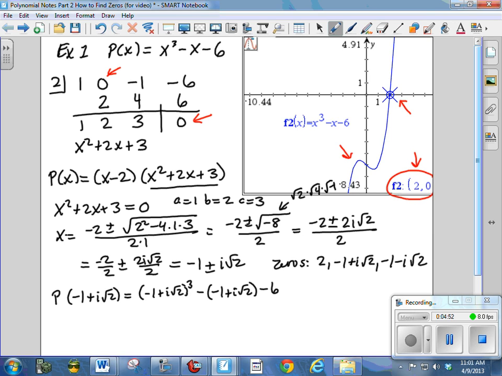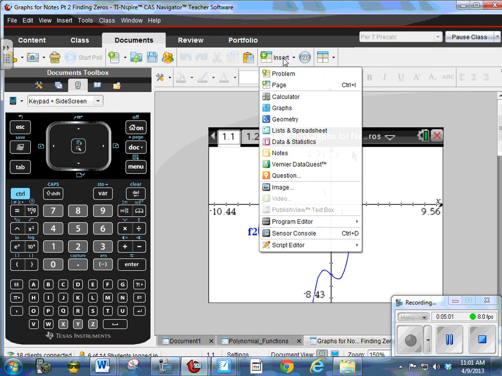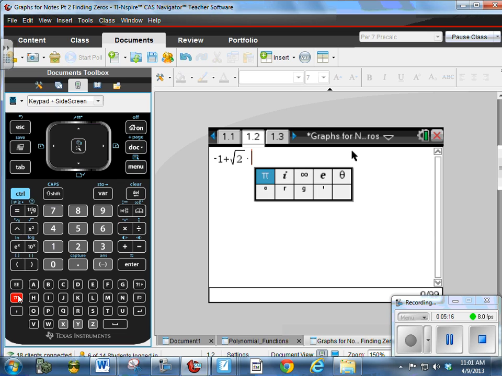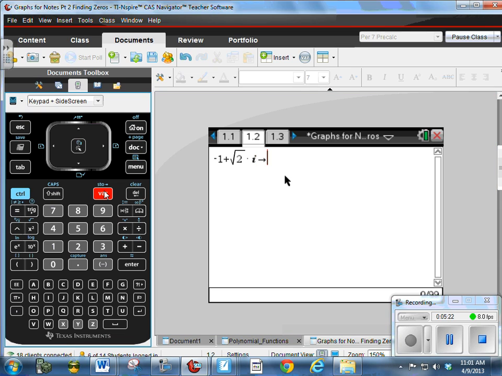Now how would I want to do this on the calculator? I would probably type in negative 1 plus i, the square root of 2, and store that first. So let me open a calculator page. So negative 1 plus the square root of 2 times i. Remember, you have to use the little button that has the pi on it and use the i from in there to get the imaginary unit. Then I'm going to store that. We'll store that to x. Where's my x? There we go. And then I'm just going to type in x cubed minus x.